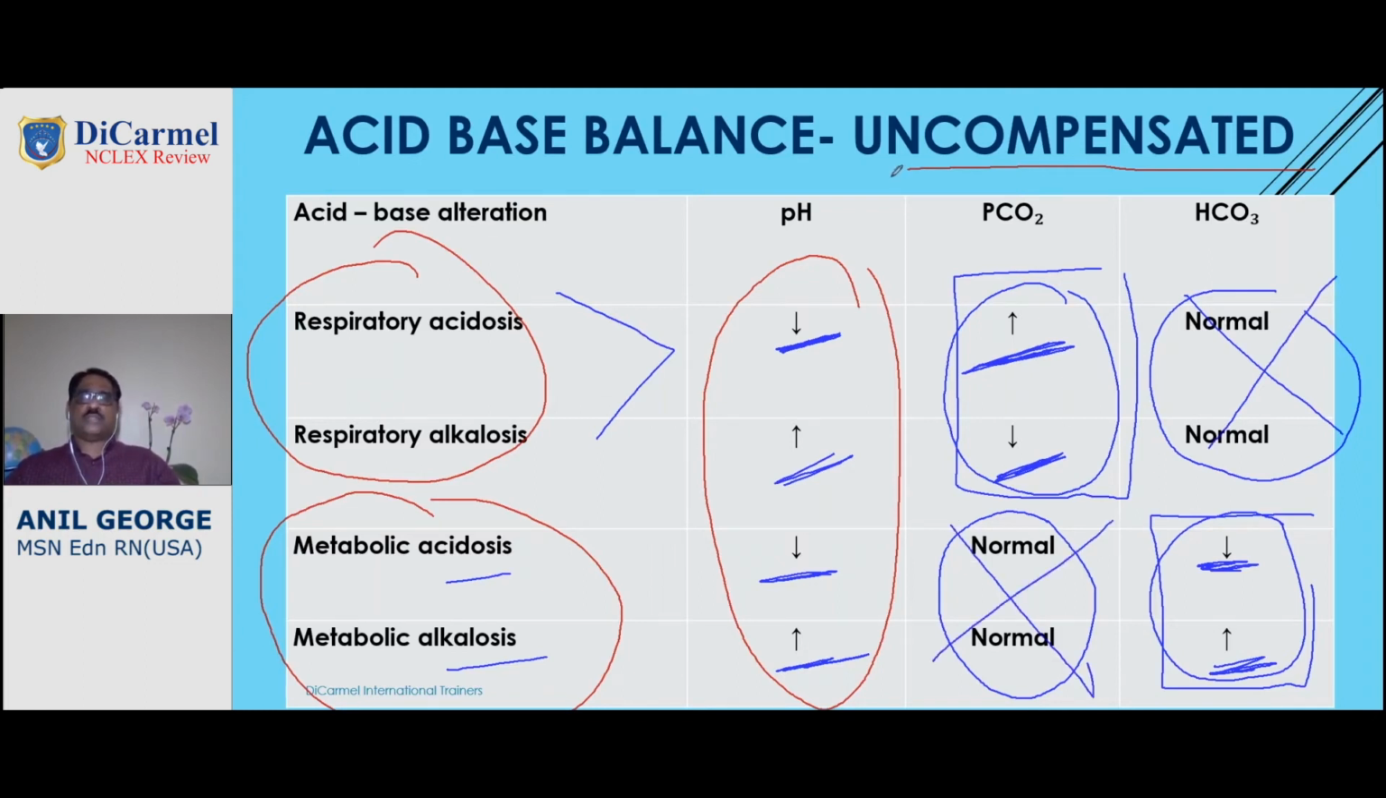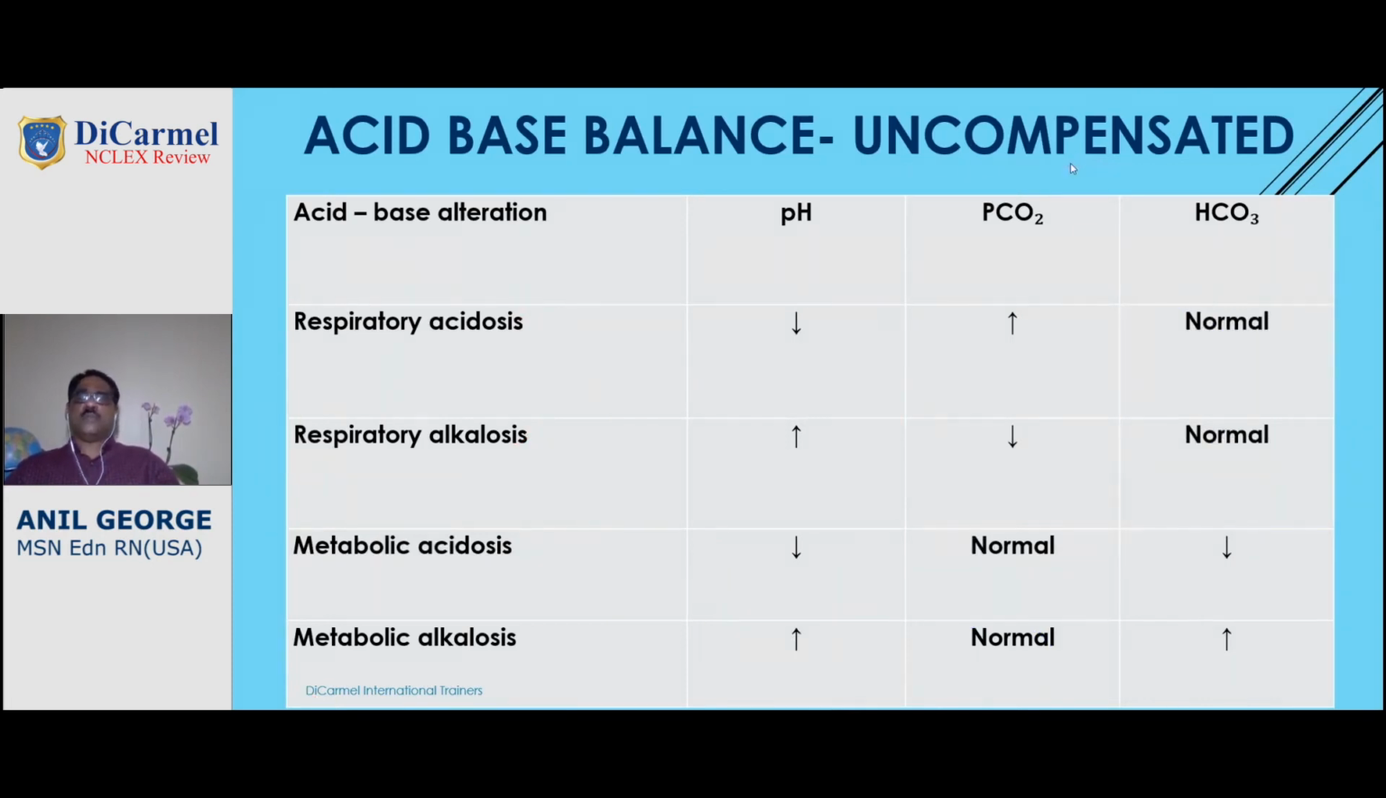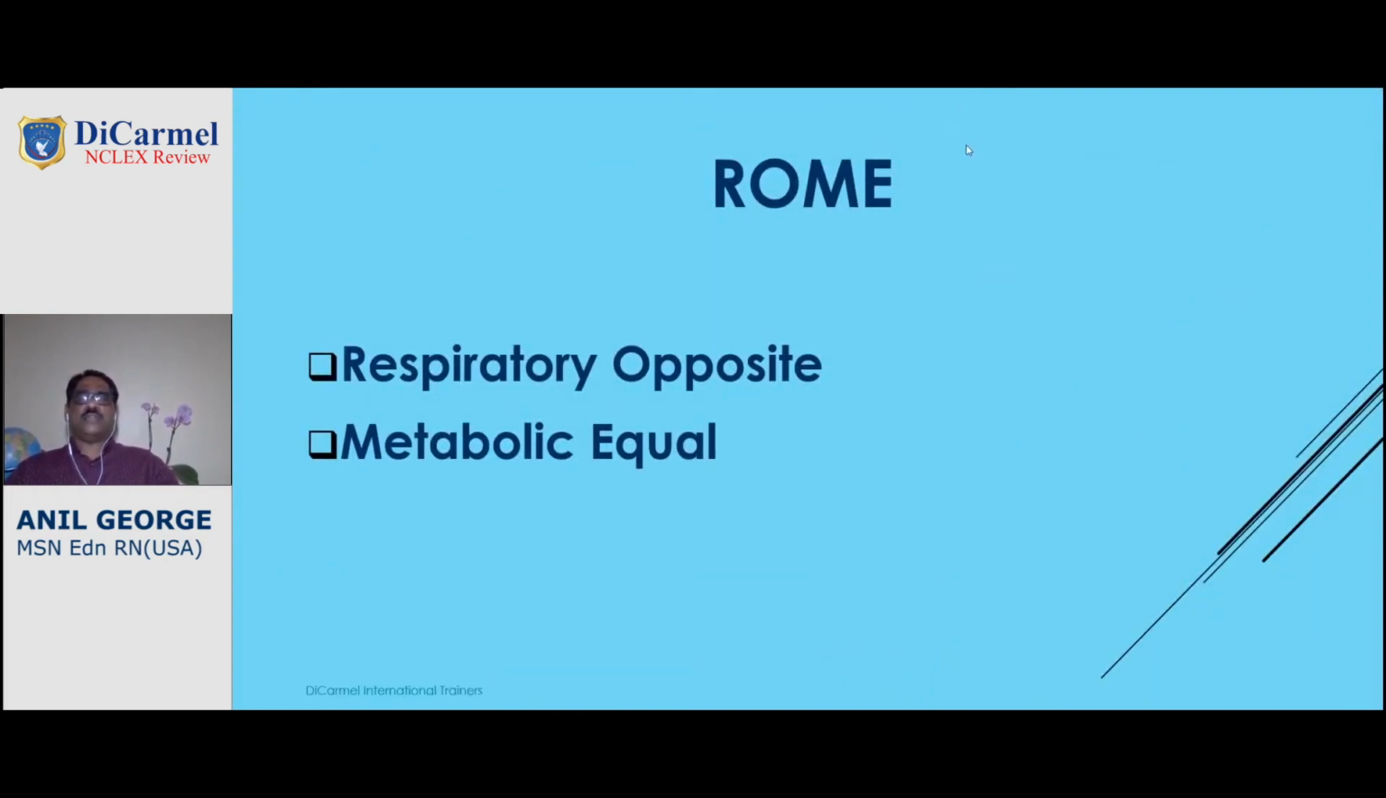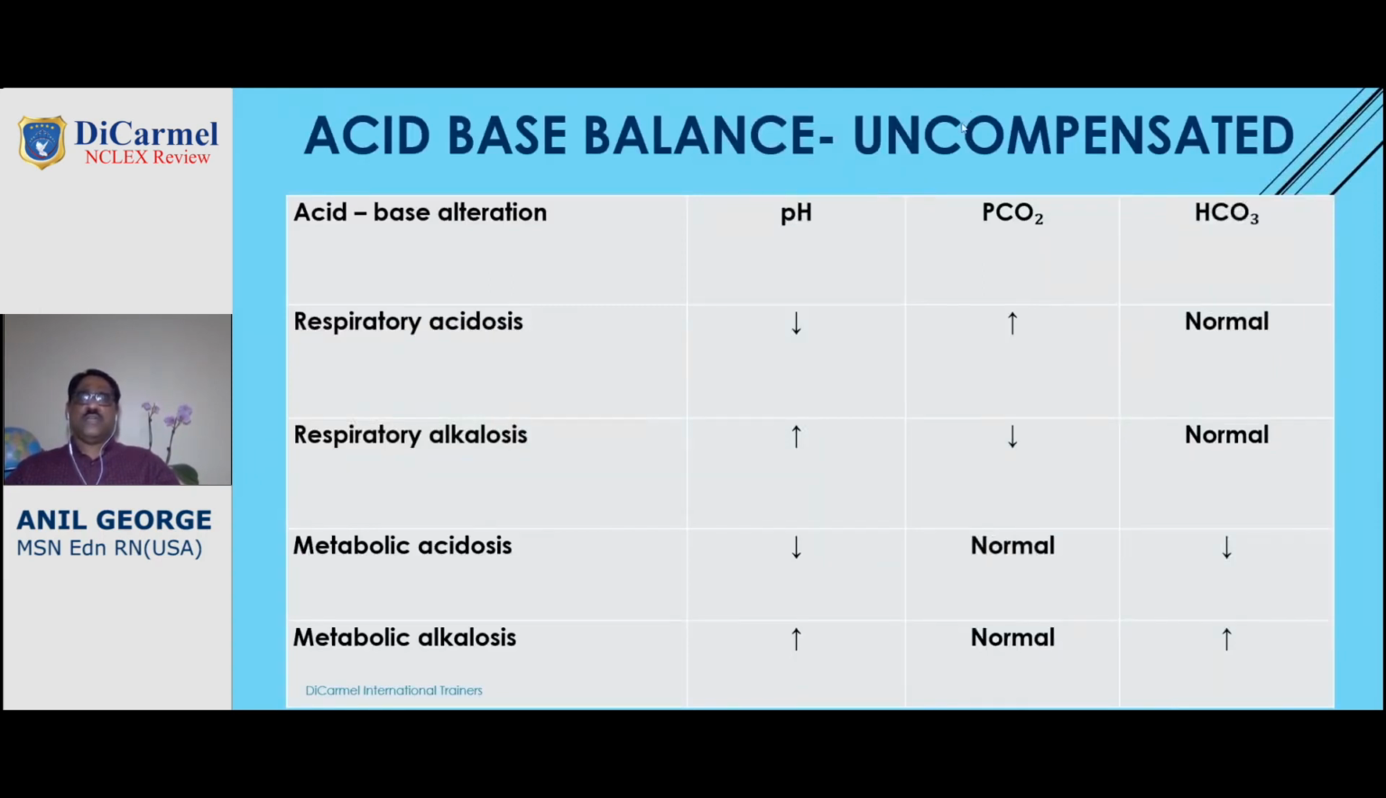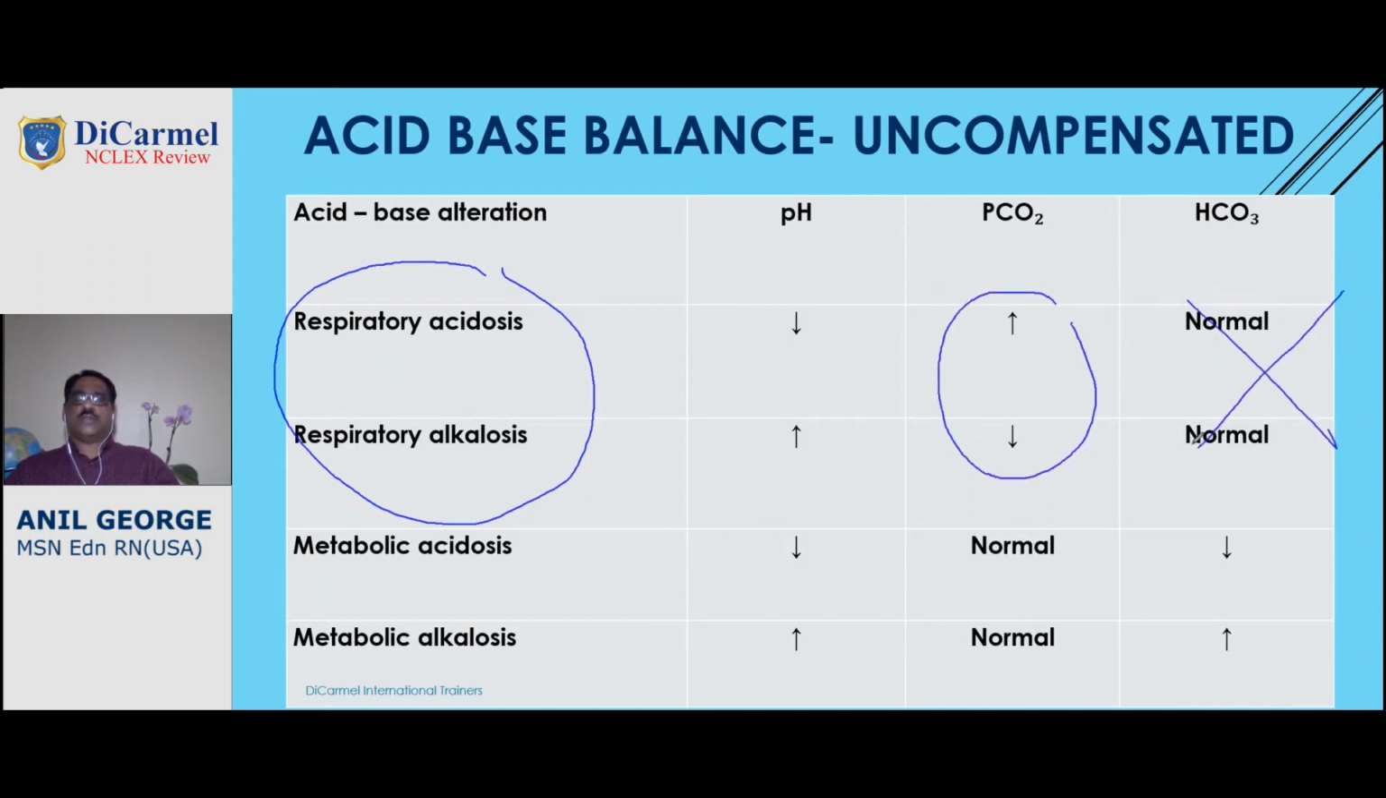All right, I hope it's clear so far. What we heard so far, you can also remember with a simple clue. Here we go. You may have heard this: ROME, respiratory opposite, metabolic equal. What does that mean? Let's go back to the previous slide once more and see what is happening here. If the problem is respiratory, first of all, we are only taking care of the CO2, and we consider bicarb to be normal. We don't consider that.